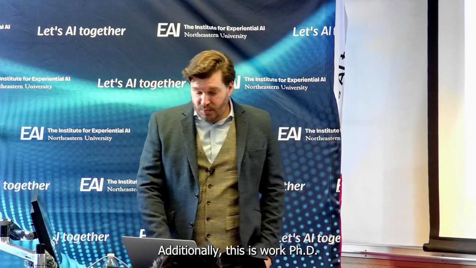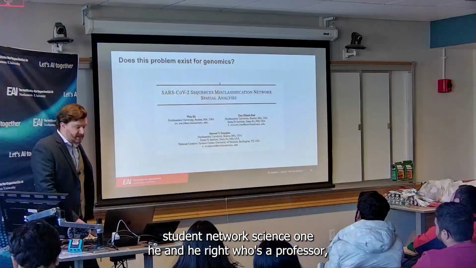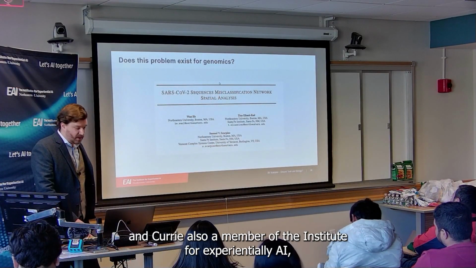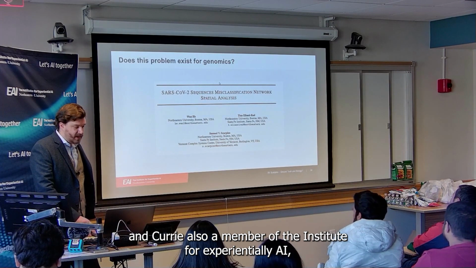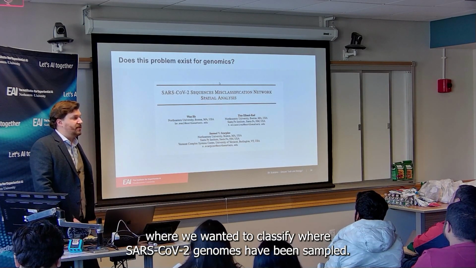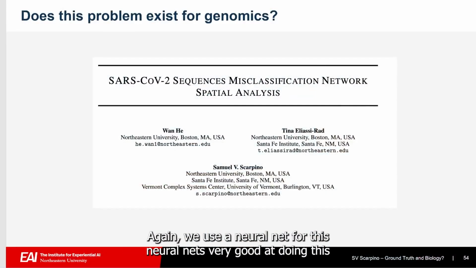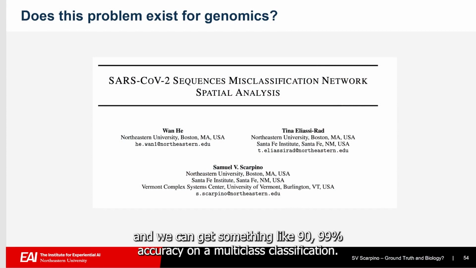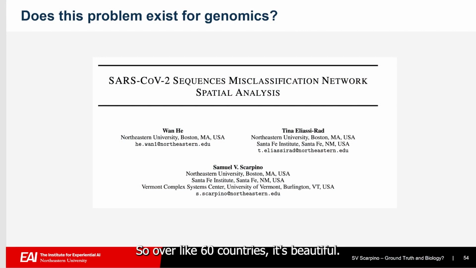Additionally, this is work by PhD student in network science Juan He and Tina Eliassi-Rad, who's a professor in Khoury, also a member of the Institute for Experiential AI, where we wanted to classify where SARS-CoV-2 genomes have been sampled. Again, we use a neural net for this. Neural net's very good at doing this. And we can get something like 95, 99% accuracy on a multi-class classification, so over like 60 countries. It's beautiful. Couldn't imagine doing a better job. The problem is, why isn't it perfect? Like, it really should be able to be perfect. Does anyone have a guess?